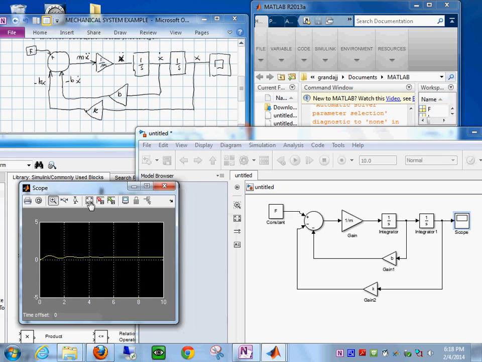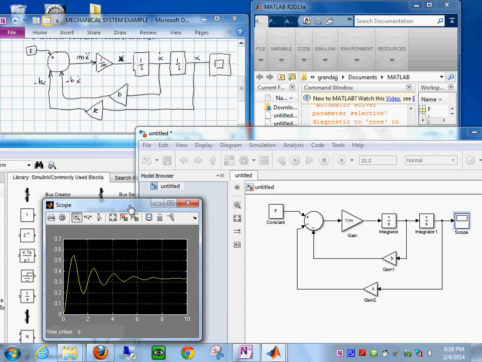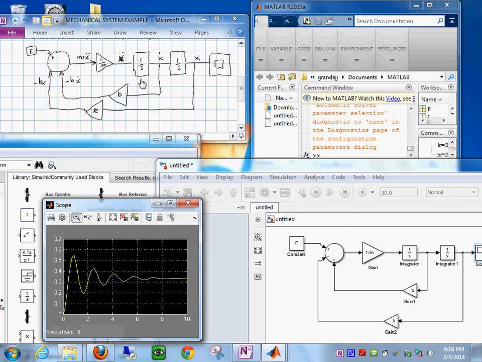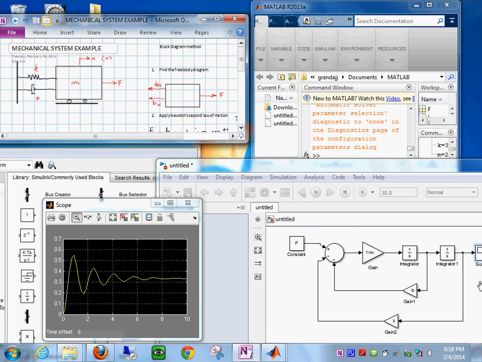So this is the simulation that we see here. And this is the scope, and we see the position of the mass at every instant of time. If we look at the system, we could take a look at the physical system as we see it over here. This is the simulation of the system you see on the left, and the position of the mass as we have started at time 0 and run it for the first 10 seconds of the simulation. And that is the way we do it for the mechanical system.